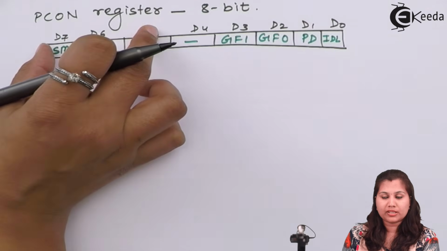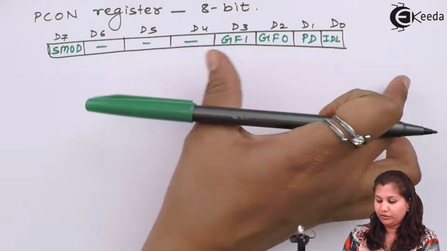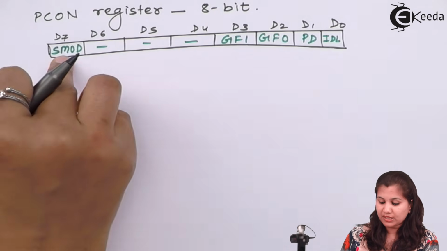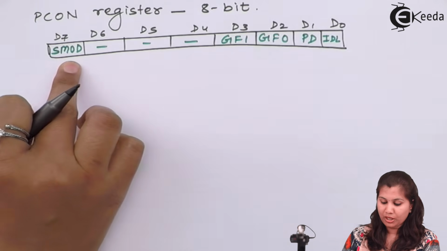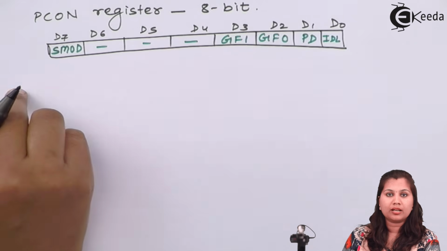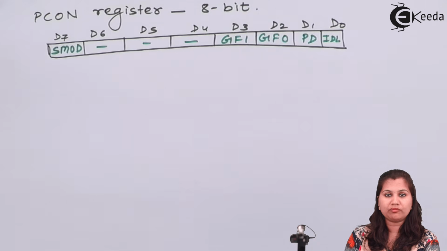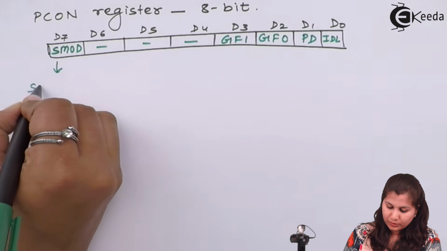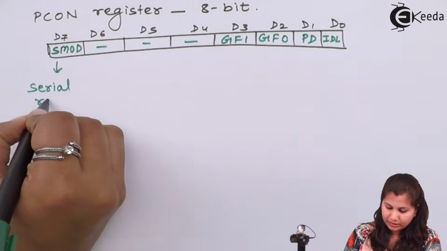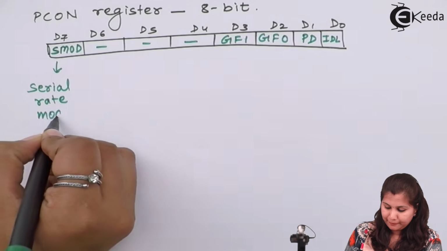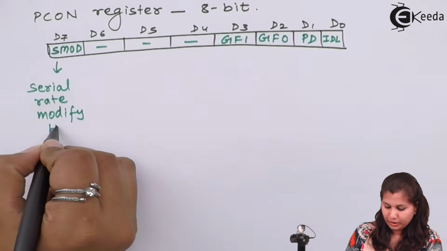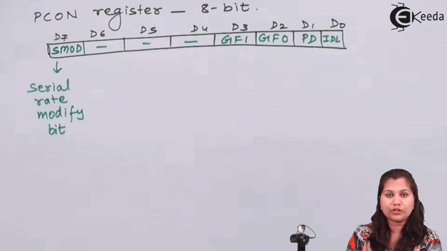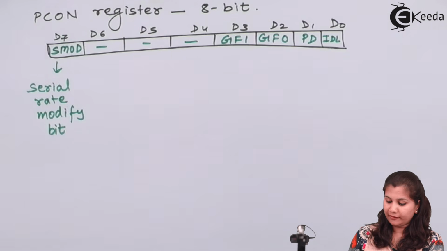In this PCON register, the 8 bits from D7 to D0 are described like this. D7 is for the serial mode, because in serial communication we have the baud rate here. This is the serial rate modify bit, SMOD. It is used for the baud rate selection in the different modes of the serial port, like mode 0 to mode 3.